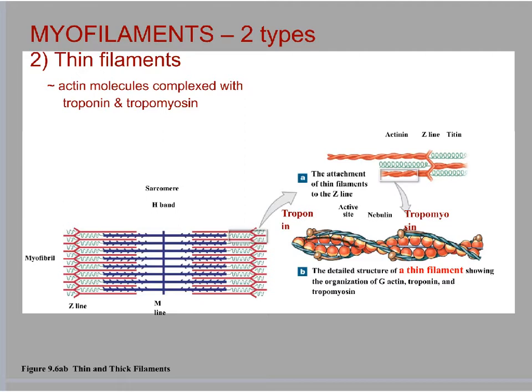Actin has more of a spiral shape where it almost looks like two beads of pearls or two strings of pearls twisted around one another. That's what actin looks like.